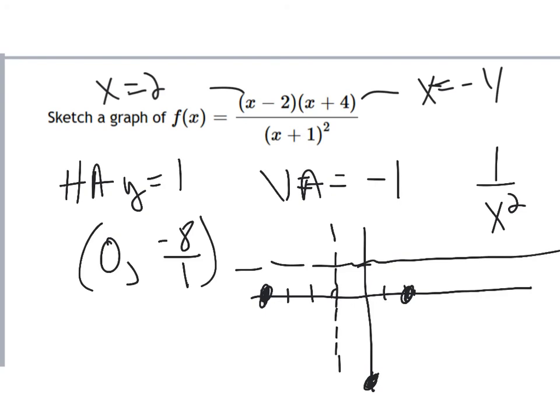What do you think? Think it looks like, let me get a different color ink. Think it looks like this? It's got to cross that, it's got to cross that, head down to negative. Whoops, I'm kind of running out of space here. And since it acts like 1 over x squared, I know it's going to come up from there, cross that x-intercept, and head out there. I think it looks like that.